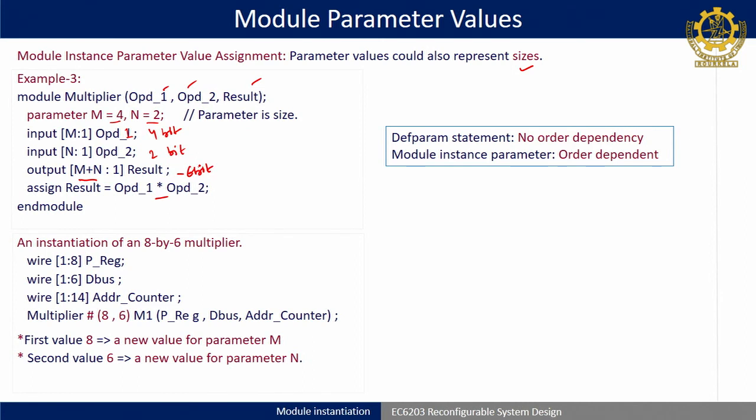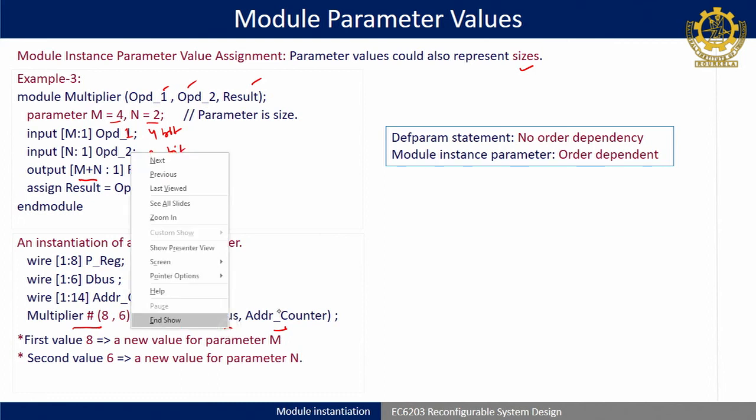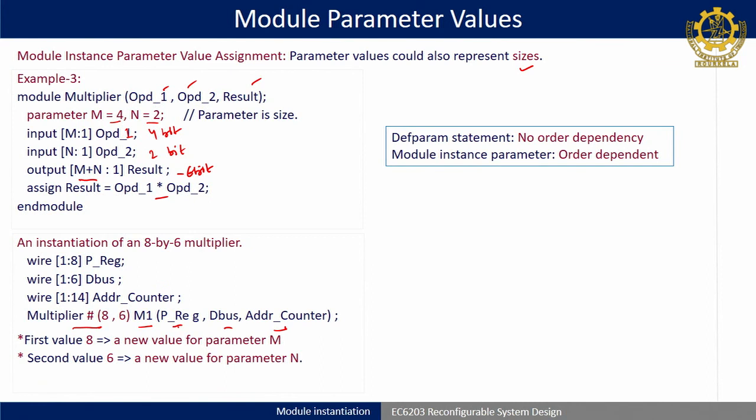Okay. Now, what I want to do is I will call this multiplier here, and this is the multiplier instance name, and these are the connections. That means, operand 1 is connected to PREG, operand 2 is connected to dbus, and result is connected to address counter. So, I have taken PREG as 8 bit, dbus as 6 bit, and address counter as 14 bit.